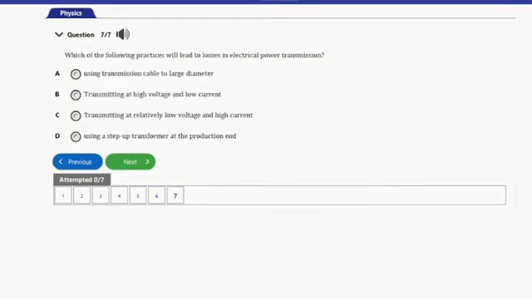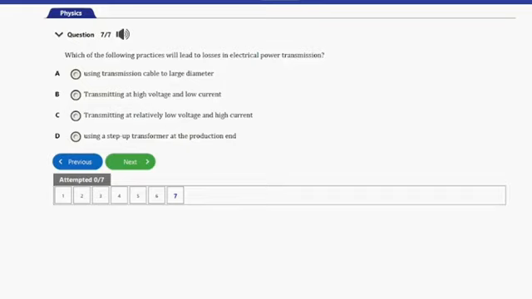That's question number 7 here. It says, which of the following practices will lead to loss of electrical power transmission? We have A, using transmission cable of larger diameter. B, transmitting at high voltage and low current. C, transmitting at relatively low voltage and high current. And D, using a step-up transformer at the production end.